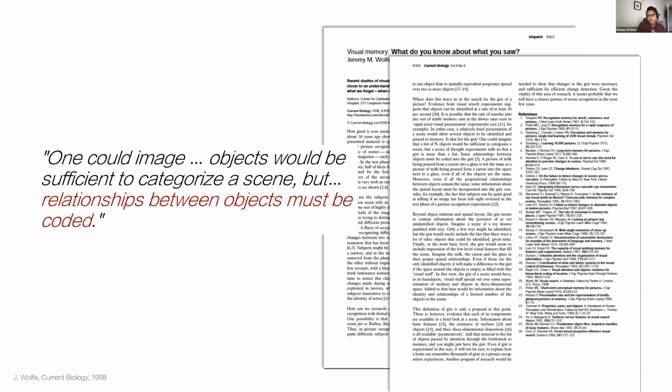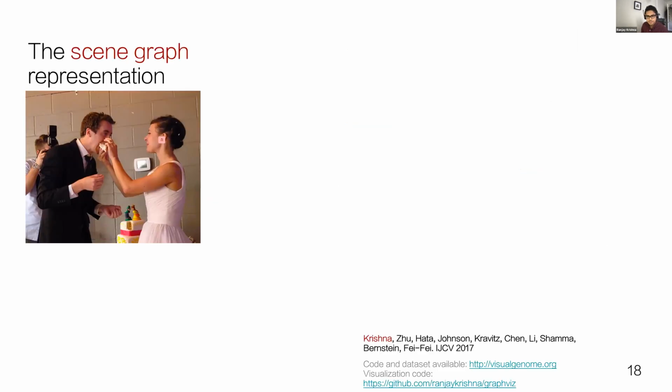And a similar set of experiments in human memory, again from Jeremy Wolfe, also concluded that objects are insufficient to explain the human visual representation. And he also said something very similar, that we must be encoding these relationships or interactions between these objects in parallel to object identification. Now, noticing this grounding in human cognition across multiple studies, across multiple decades, we designed a new visual representation, which we called the scene graph.